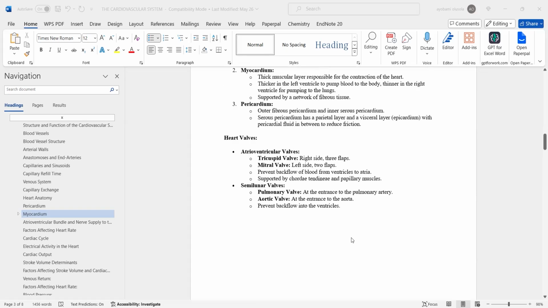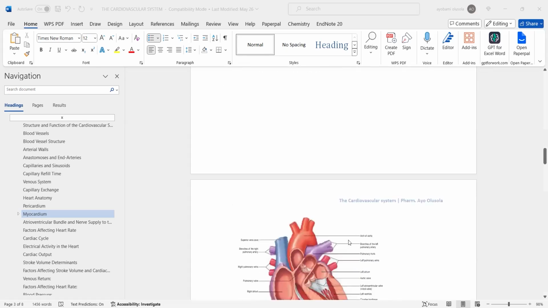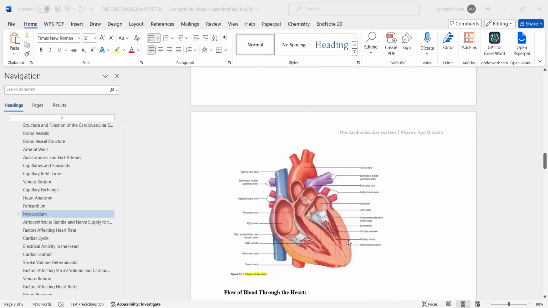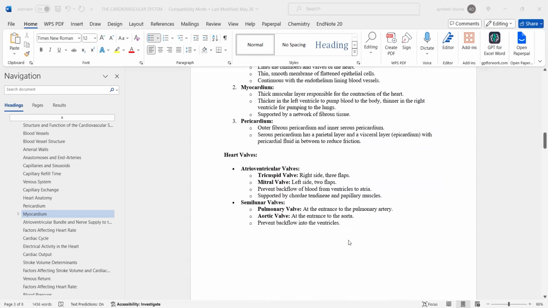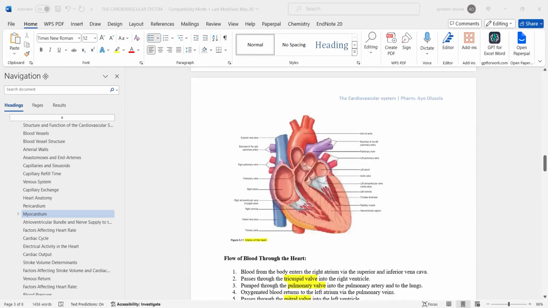So let's talk about the heart valves. We said the valves prevent backflow of blood. Okay, first and foremost, you must know that the heart has 4 chambers. One is the first one, 2. I'm not drawing this well. This is the second chamber, third chamber, then fourth chamber.